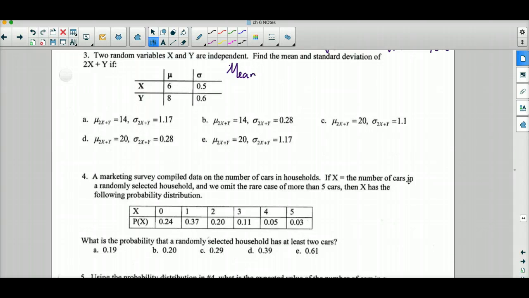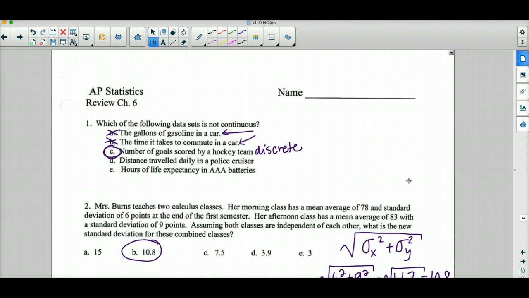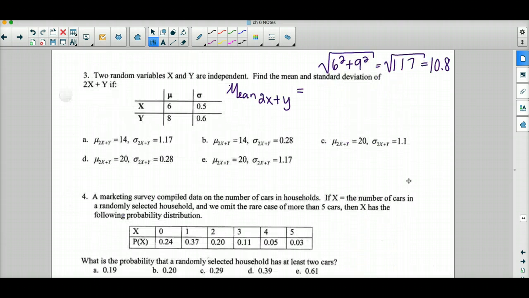This is right after tonight's homework. It's the first review. I'll show you what it looks like at the top. It looks like that. Okay.